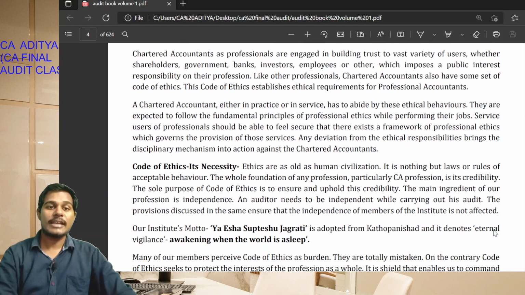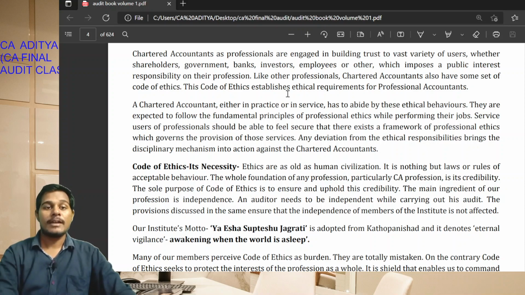Chartered accountancy as a profession is engaged in building trust among various users, whether shareholders, government, banks, investors, employees and others, which imposes a public interest responsibility on the profession. So, like other professions, the chartered accountancy profession also has a code of ethics.